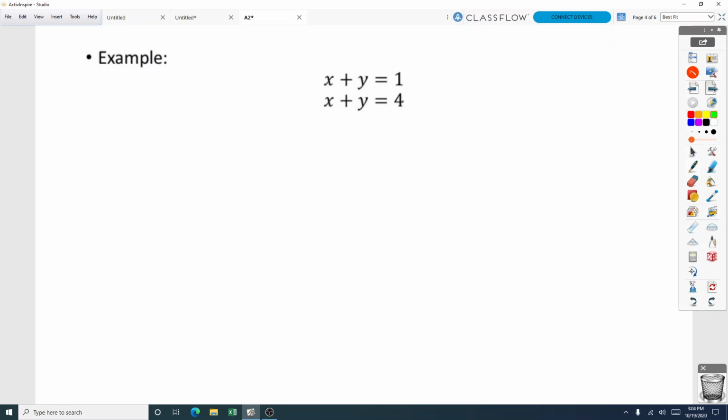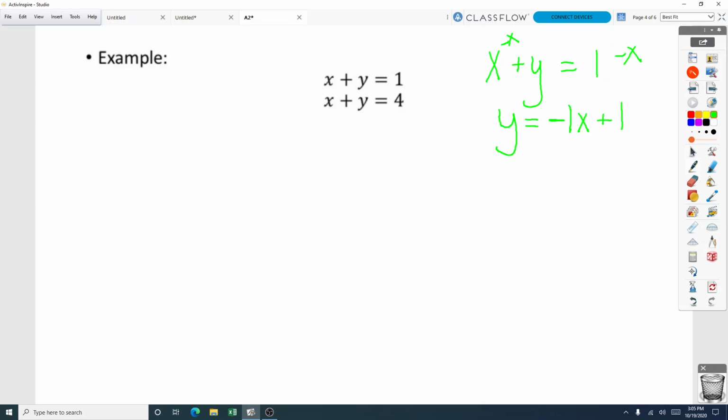So I need to get this in slope-intercept form. So I'm going to look at the first one. x plus y equals 1. How do I move a positive x? You subtract it. Good. Negative x. So I'm going to write it with the x first. So y equals negative 1x plus 1.